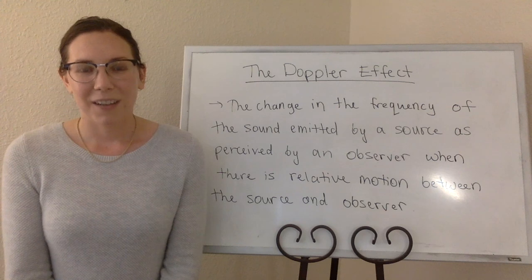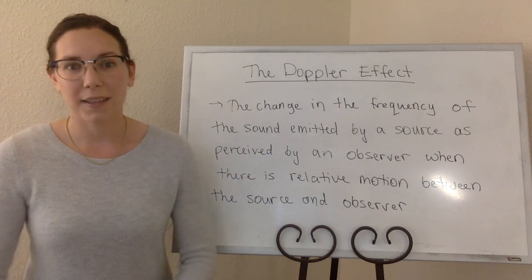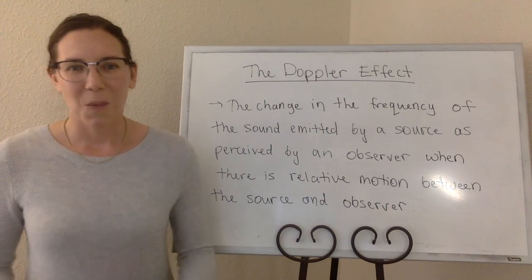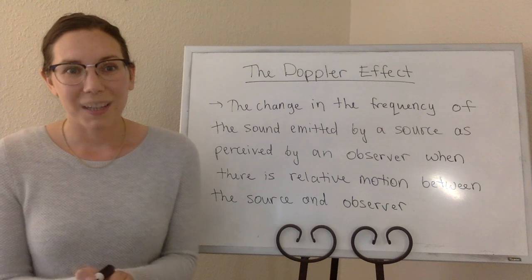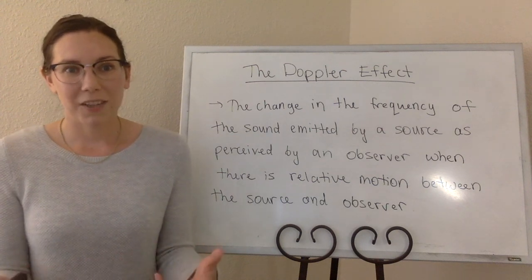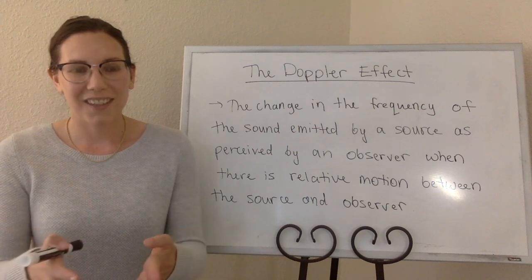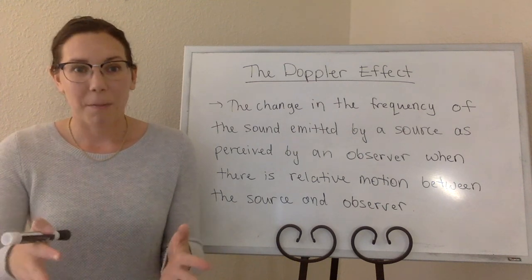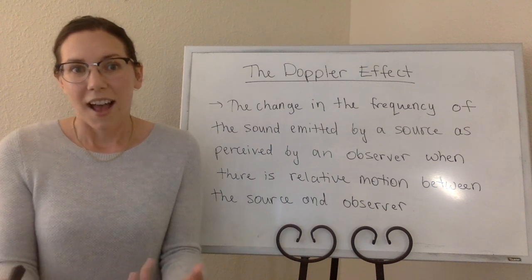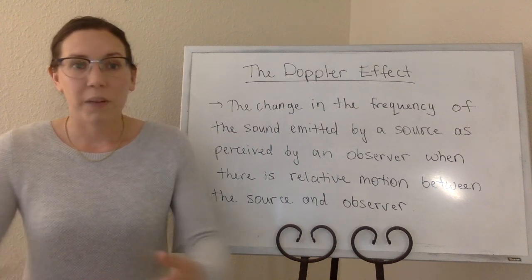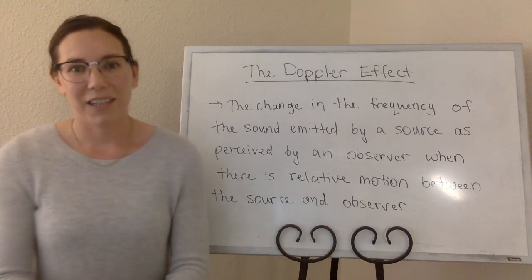So the technical definition is here. It's the change in frequency of the sound emitted by a source as perceived by an observer when there is relative motion between the source and the observer. Basically why this happens is because if you picture these waves, as the source and the observer move towards each other, the waves essentially kind of bunch up and then the frequency perceived is higher. And then as they're moving away from each other, they spread apart and the frequency perceived is lower.